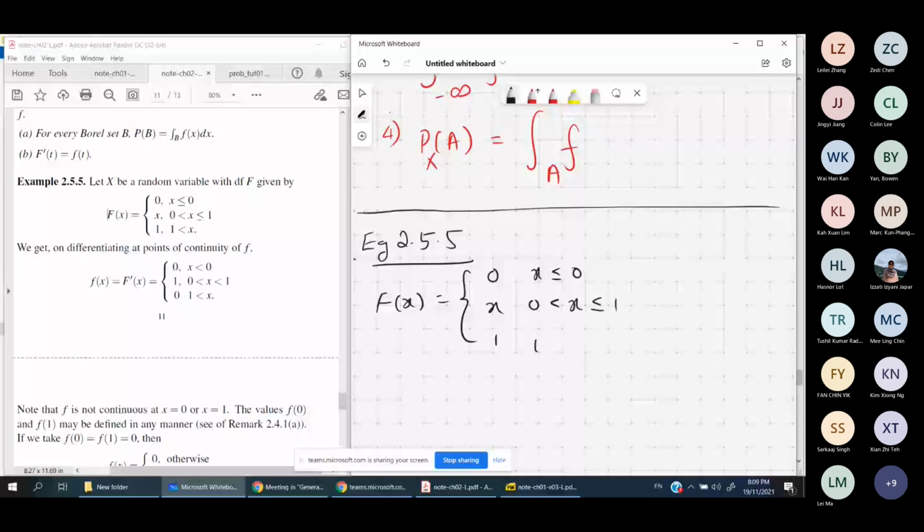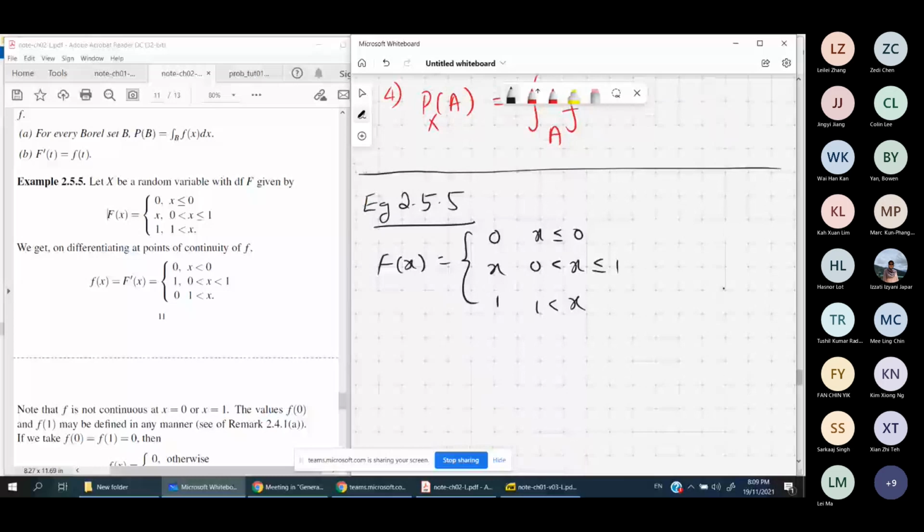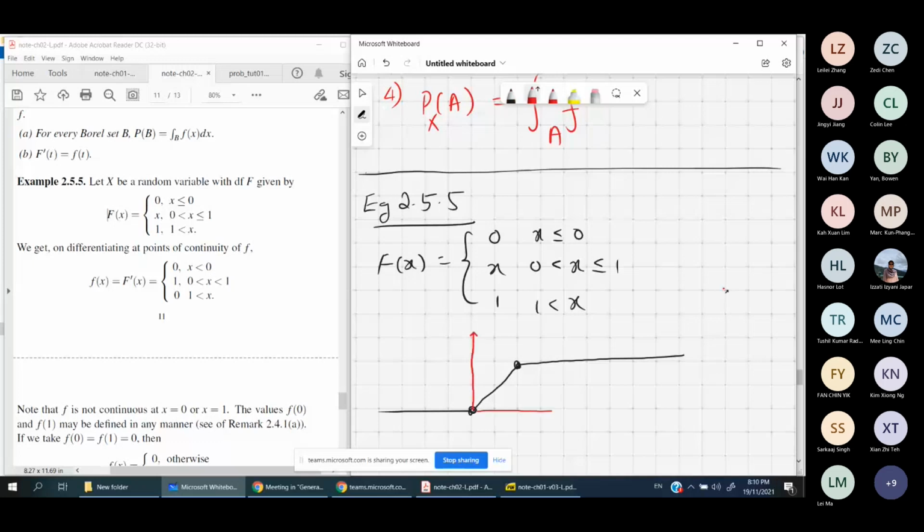If you look at the graph for the function, it could be given like this. Up to here, and then in between 0 and 1 it goes up, and after that it stays constant. So this is our x and y axes. This is the value 1. This is 1.